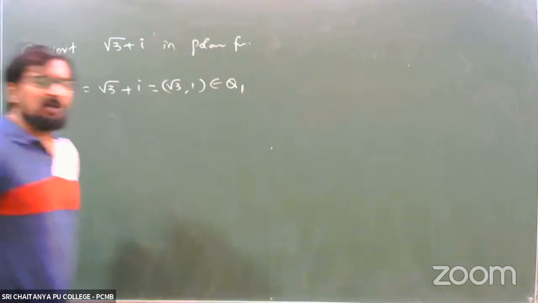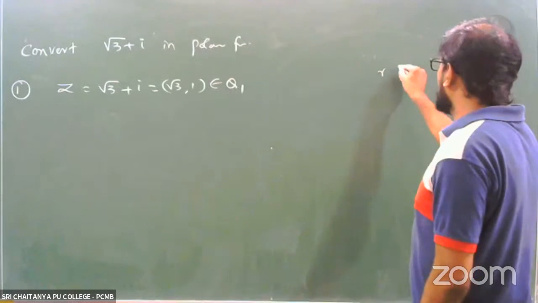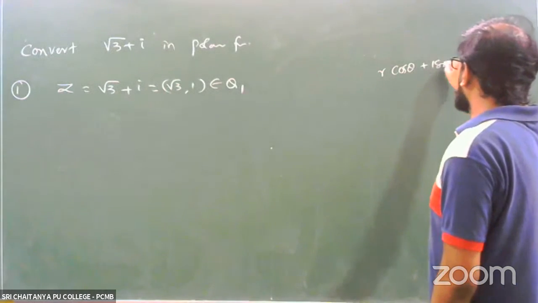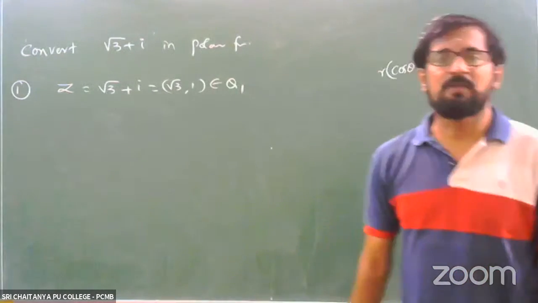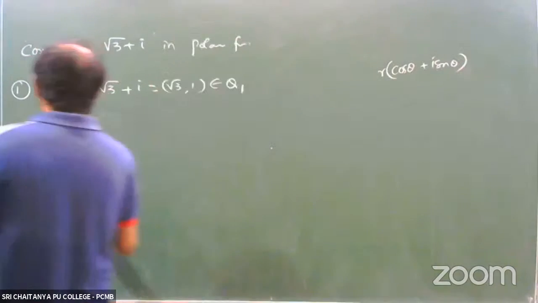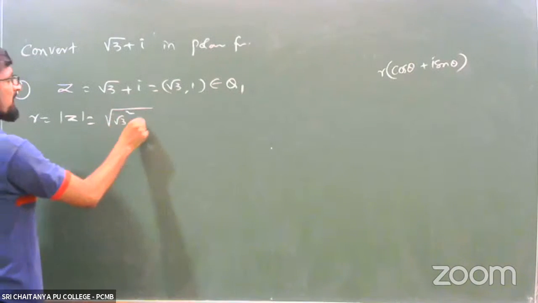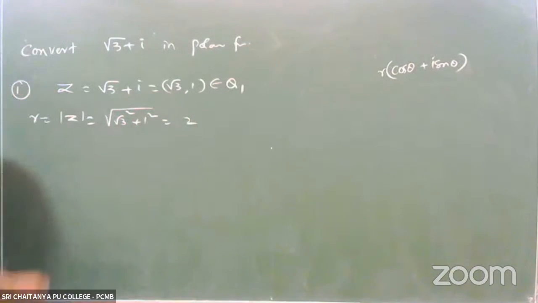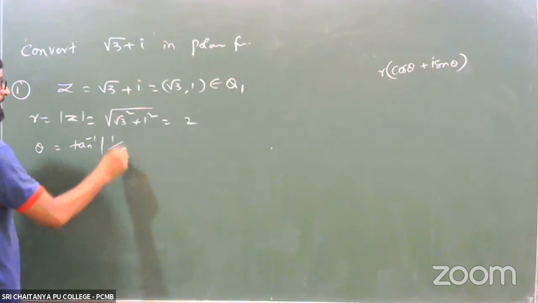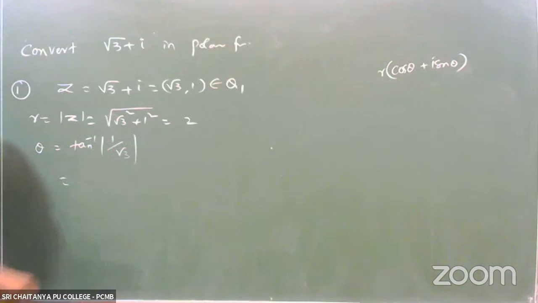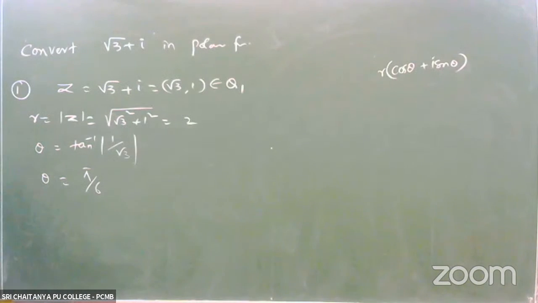What is called polar form of a complex number? r cos theta plus i sin theta is called polar form of a complex number. So first of all, let us find out the value of r. r is equal to modulus of z, which is equal to root of root 3 square plus 1 square, which is equal to 2. You got it. Theta is equal to tan inverse of mod of y by x, which is equal to 1 by root 3, a value of pi by 6. So theta is equal to pi by 6.